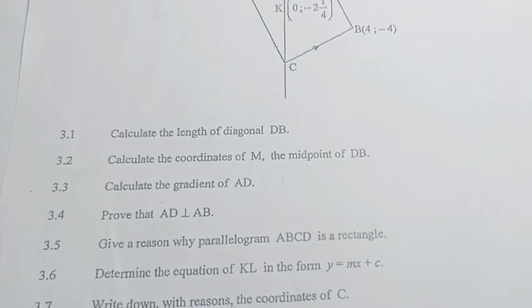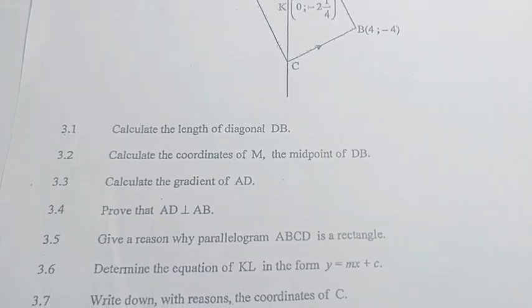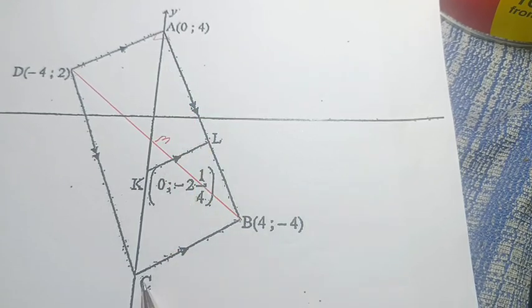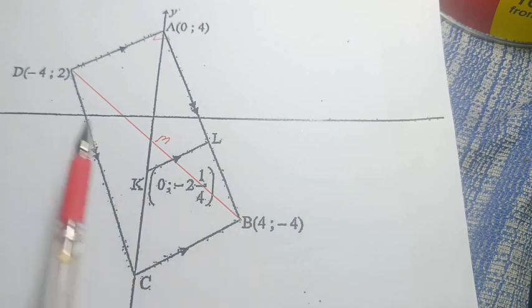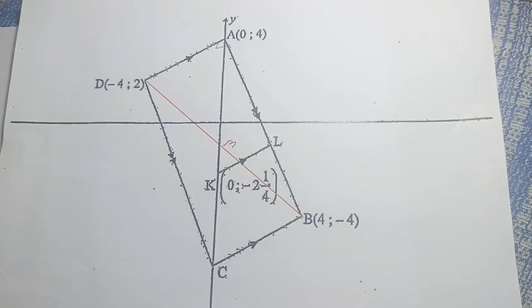So the last question says write down, with reasons, the coordinates of C. C is also lying on the y-axis, which means the x value is 0 here. So we are only looking for the y value now. We can find it through midpoints. We can find the midpoint of AC and the midpoint of BD, M, which we already have, and then through midpoint calculation we can find the coordinates of C, or by inspection. I'll go for inspection.